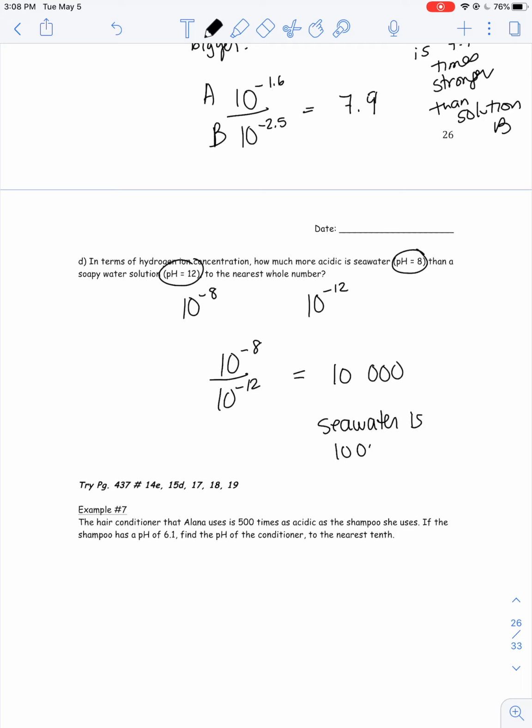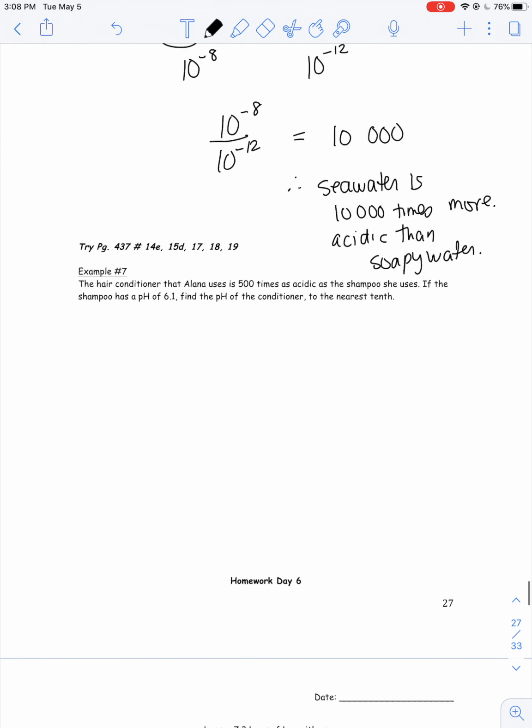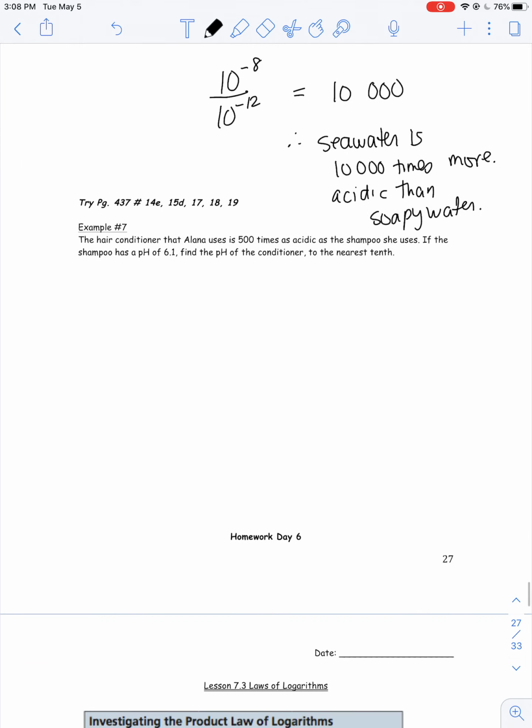And you're going to get 10,000. So we know that seawater is 10,000 times more acidic than soapy water. Okay, so that's how we go. That's how we compare them.